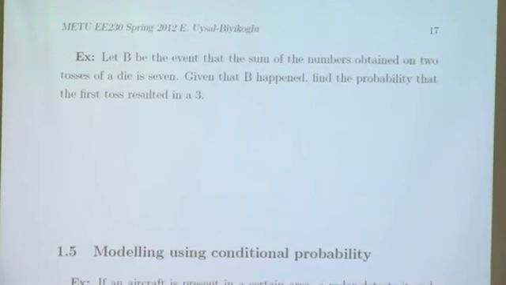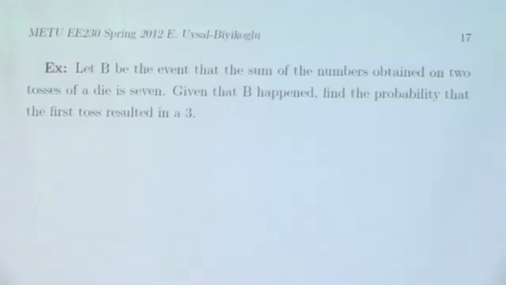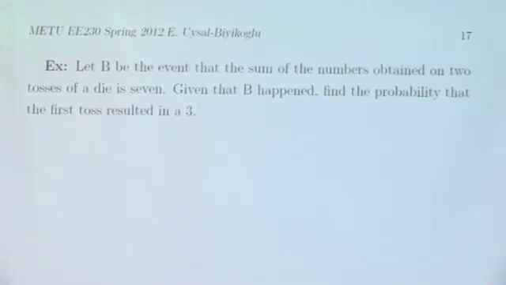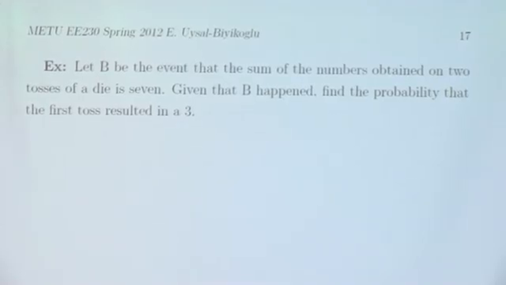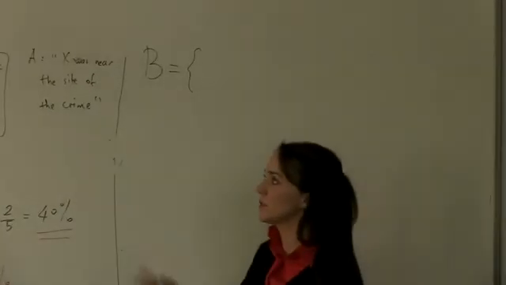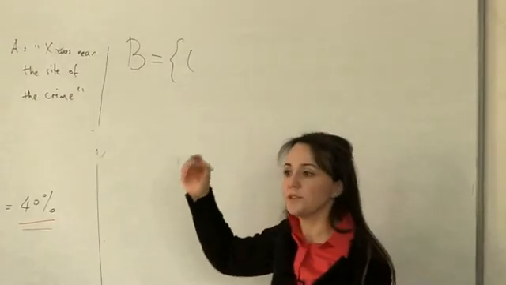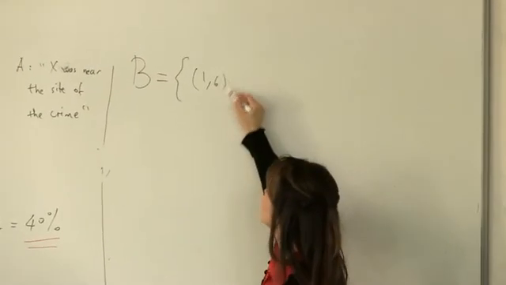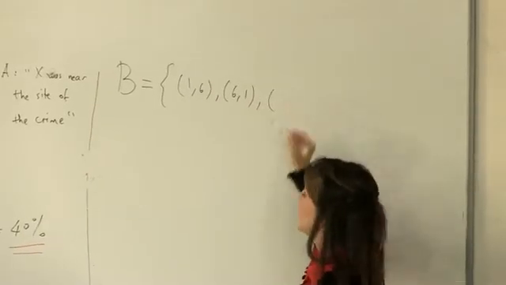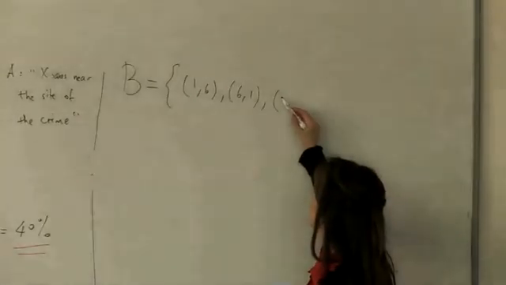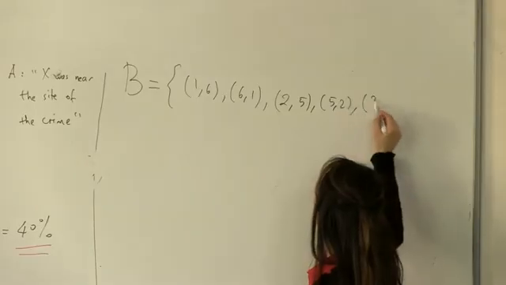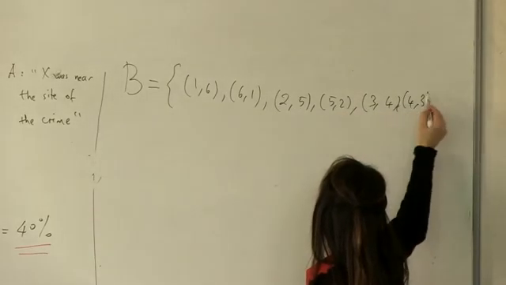This time, not a fancy example, a straightforward example. Consider two tosses of a six-sided die with equally probable faces. Given that the sum of the two tosses is 7, what is the probability that the first toss is a 3? Okay, so let's write what the event B is. B is the event that the tosses sum to 7. Well, what are the ordered pairs that are included in this event? 1,6; 6,1. What else? 2,5; 5,2; 3,4; 4,3, and that's it.